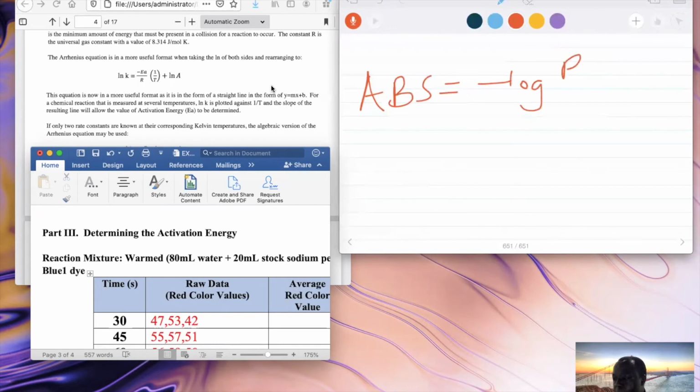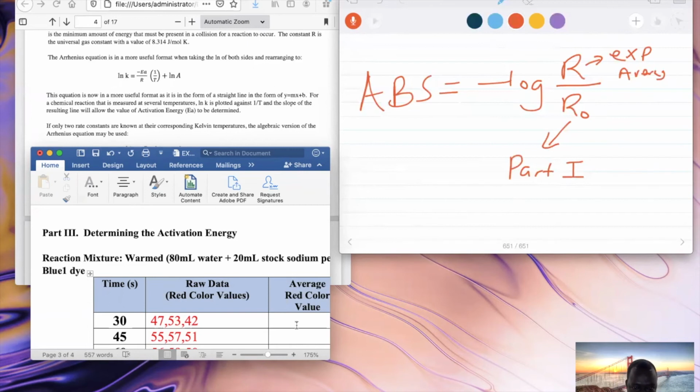Negative log of R, which is from the experiment average, all right, over R naught. R naught is from experiment 1, right? Look at part 1. This R is from the experiment. This is the average. From here, the average will be your average R value. This is from part 1, all right?